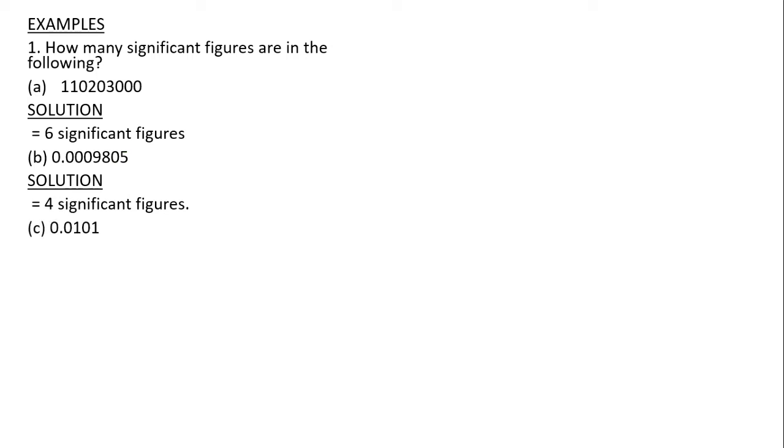Then we have 0.0101. This has 3 significant figures because the 0 in between 1 and 1 is significant, but the zeros at the beginning are not significant. So we have 3 significant figures.